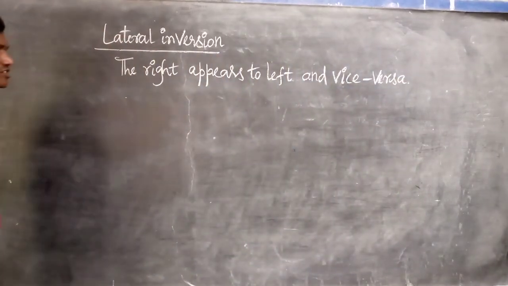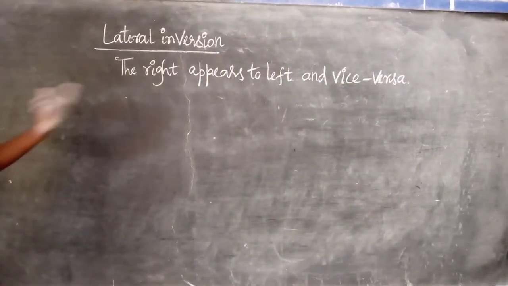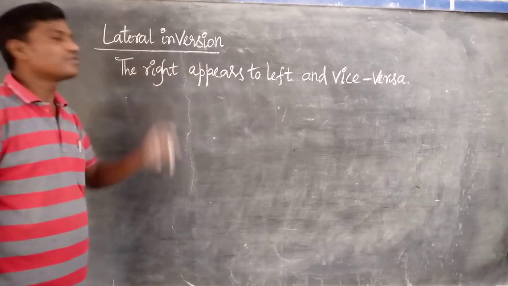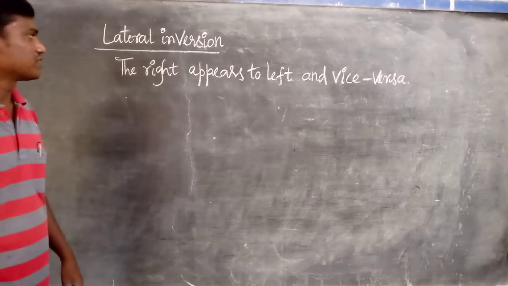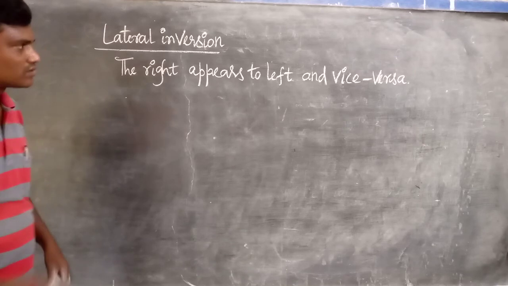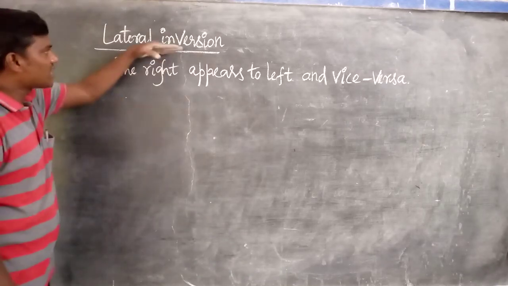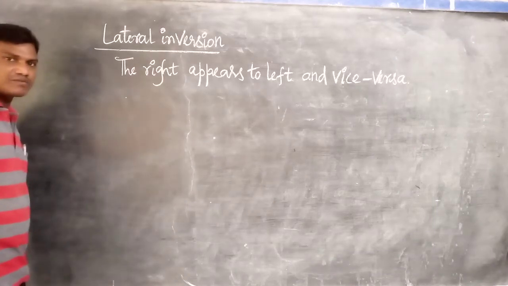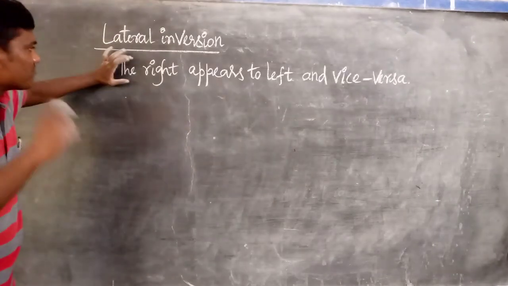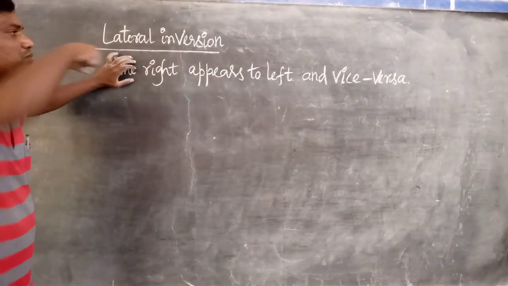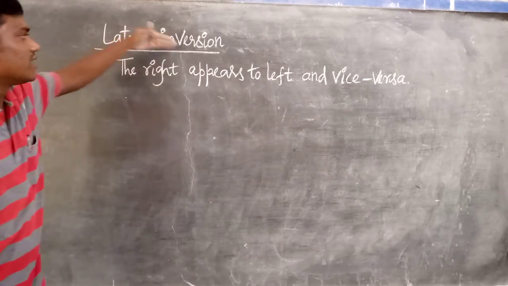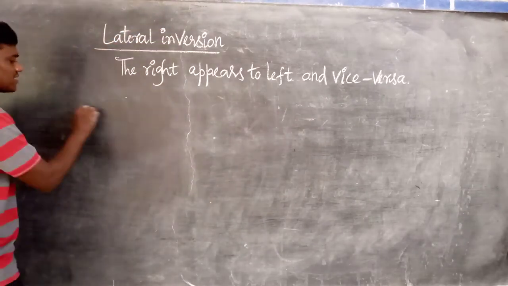The right appears to left and vice versa. Vice versa means left appears to right. When an image is formed by the plane mirror, that is called lateral inversion. Not only the plane mirror, if right appears to left, left appears to right, that is called lateral inversion. What is the reason?